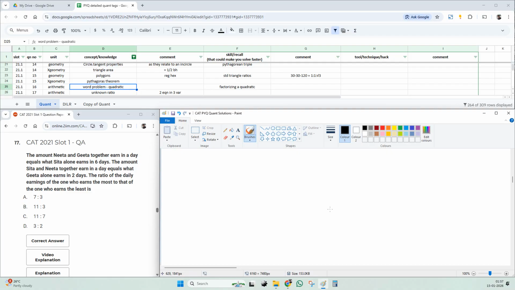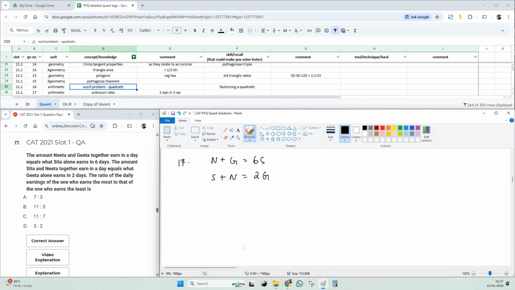Question 17. The amount Neeta and Geeta together earn in a day equals what Sita alone earns in 6 days. We can just straight up write an equation for that, saying n plus g is equal to 6s. Clearly the variables stand for their daily earnings. And the next equation, the amount Sita and Neeta together earn in a day equals what Geeta alone earns in 2 days.